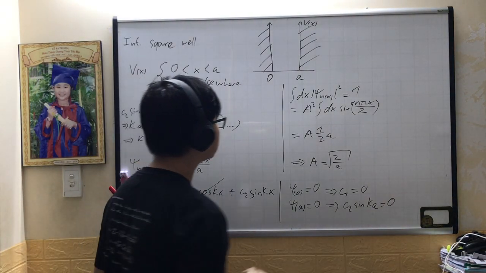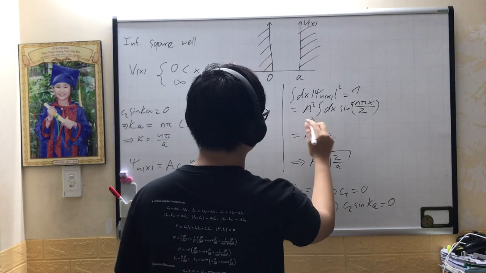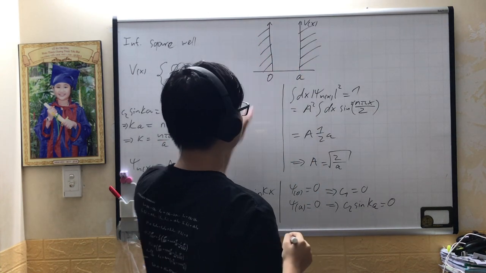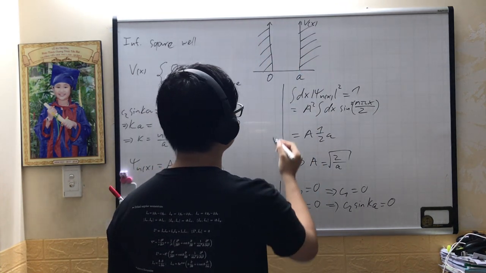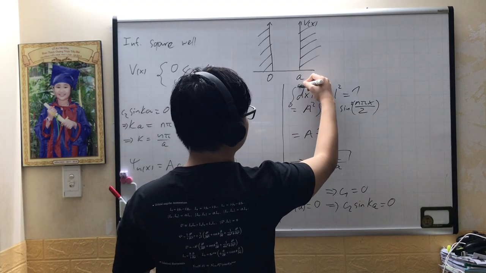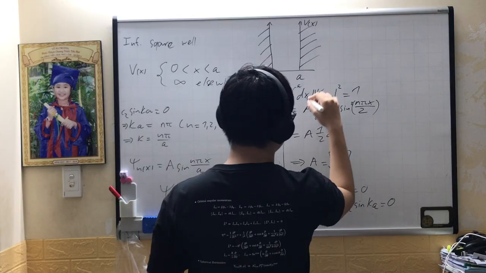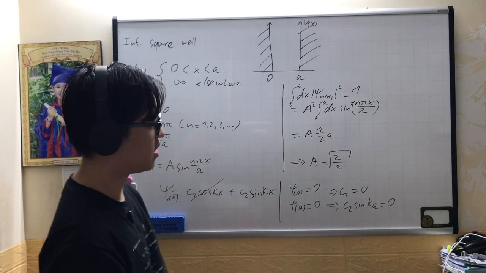Oh my gosh, I forgot to write here because the outside here is irrelevant. So you would only want to integrate from your region where the potential is 0, which is here 0 to a. That's how you get that. I forgot.